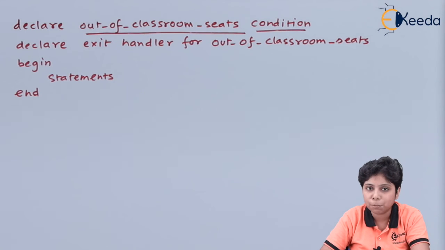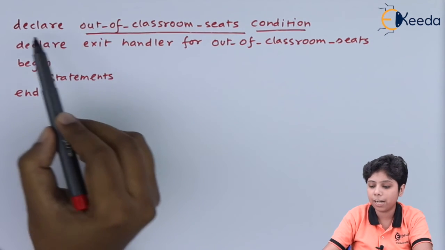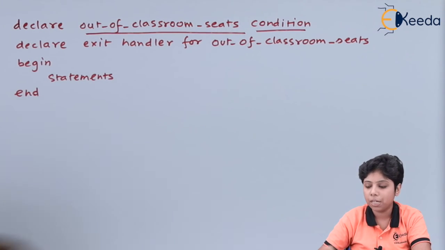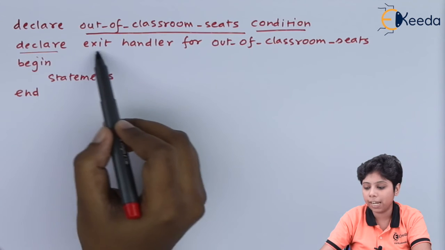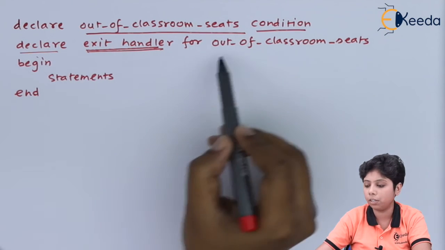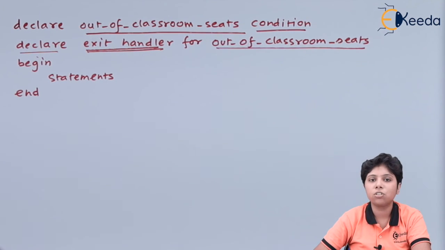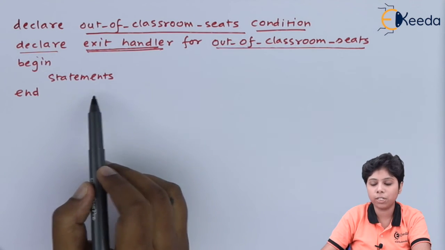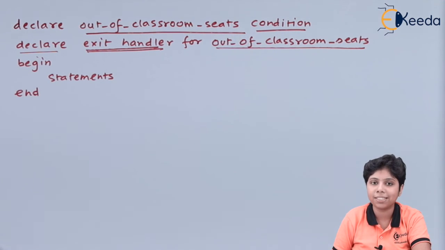So that is an exception condition, and we can use it like this: declare the name of the condition, then the keyword condition. After that, I have to declare an exit handler for that particular condition. So the exit handler will handle that the out of classroom seats condition, and now I can begin the statements to reach the condition and meet the satisfaction, and then end it just like a normal function.